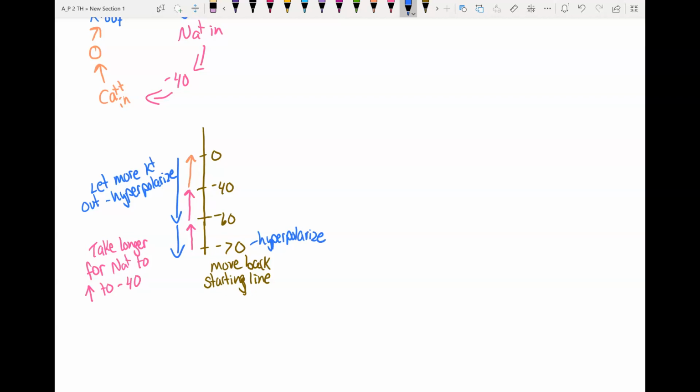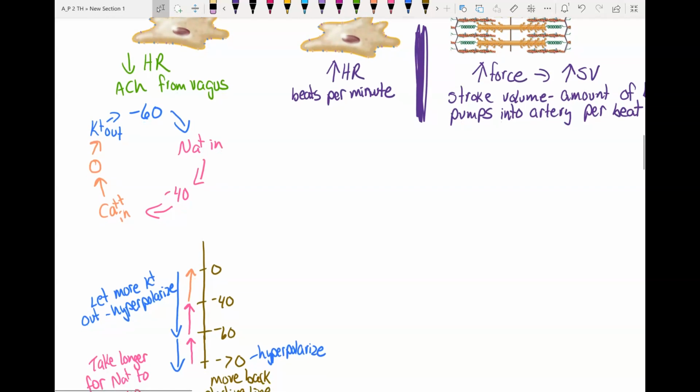So if you can open extra potassium gates, let extra potassium out, that will make it more negative, hyperpolarize, and then it will take longer for sodium to bring you up to -40. That is what acetylcholine does. Acetylcholine acts here.